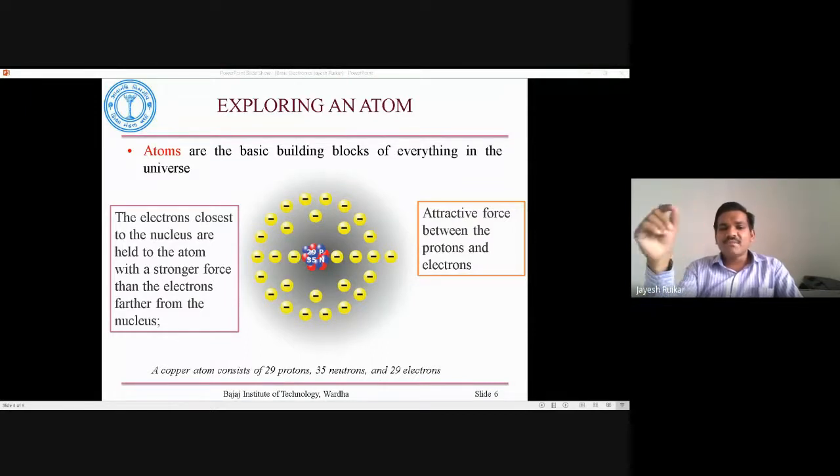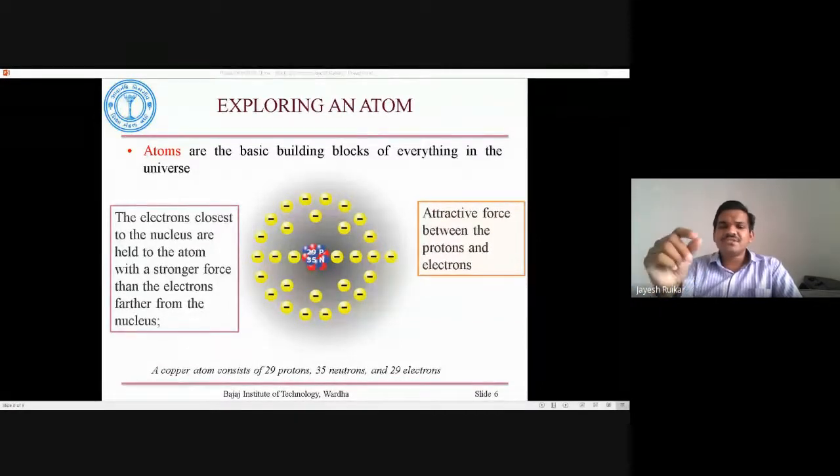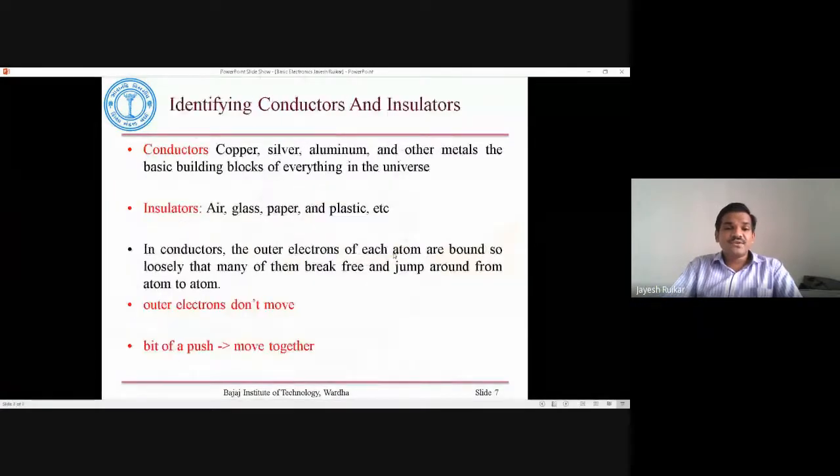So they are jumping from one atom to another atom, and that is called drift. But they don't move very far. These electrons don't move far away, or in any particular direction. So how do they move? We need to give them a push.